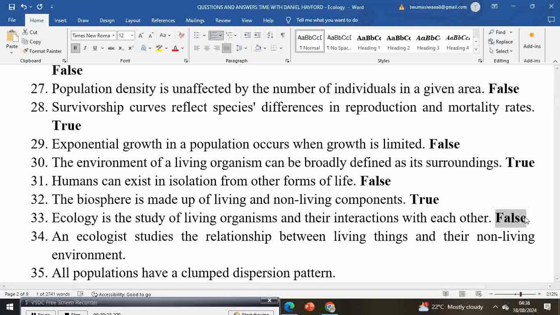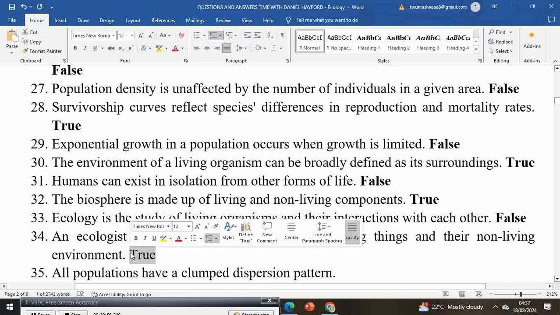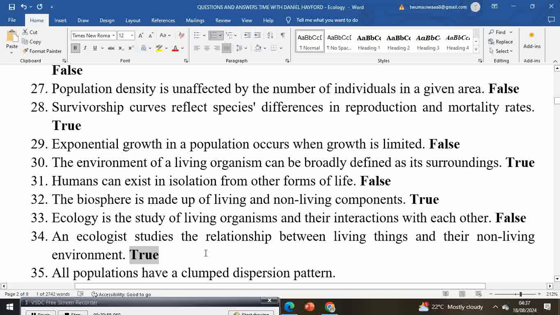Because ecology is the study of living organisms and their interactions with each other and with the environment, or the physical environment. Yeah, physical environment. So question number 34, an ecologist studies the relationship between living things and their non-living environment. This one you can afford to say it is true. An ecologist studies the relationship between living organisms and their non-living component, or the non-living environment.